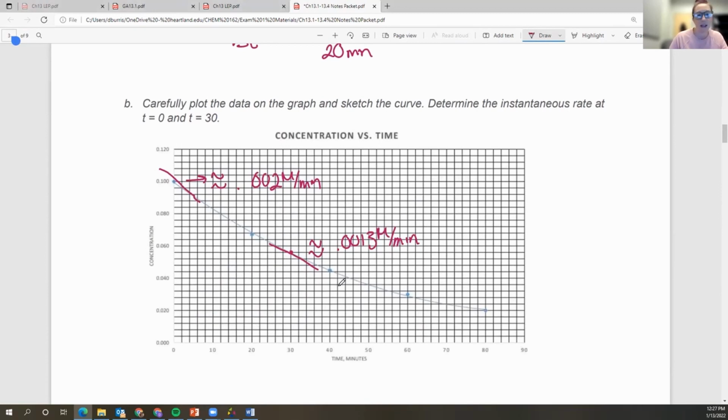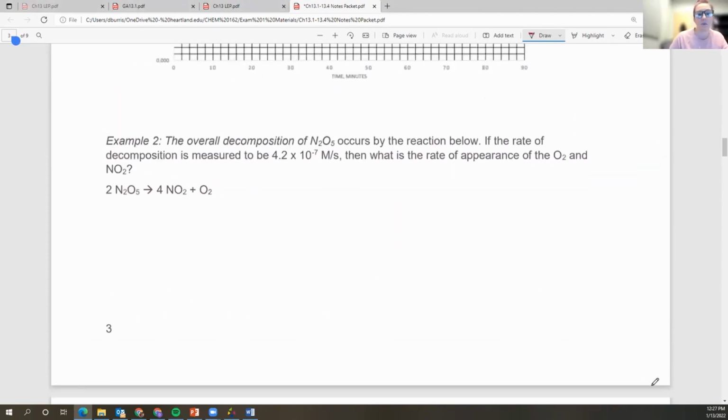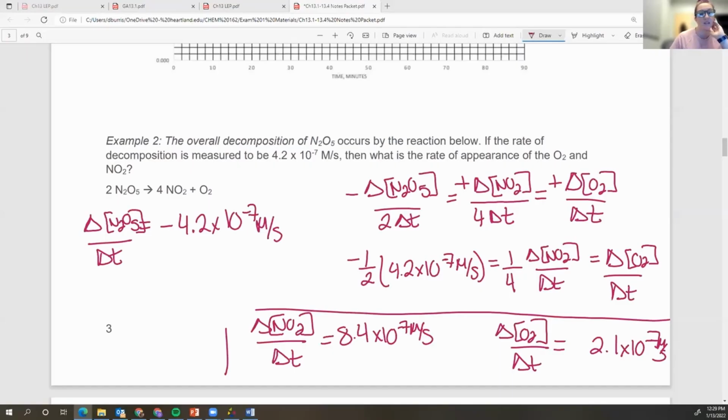Okay, again, I'm not going to have you do the calculus here, but you should be able to draw a tangent line and then find the slope of that line. Okay, I recommend trying example number 2 and then checking your answer back. So I'm going to pause it really quick. Okay, so here's the work. I'm just going to kind of walk through it really quick.